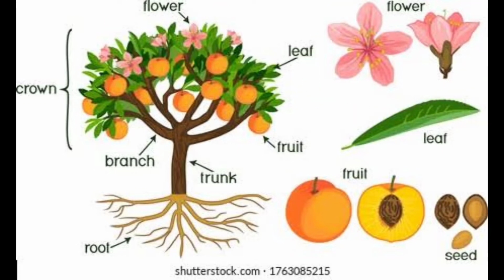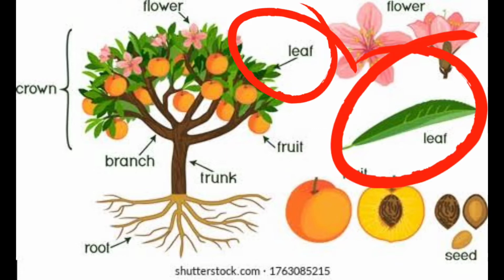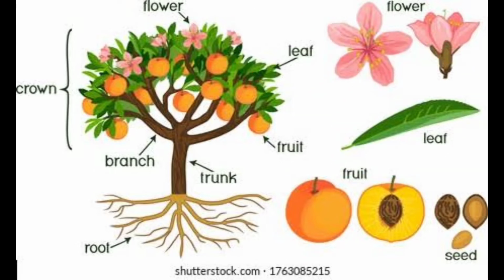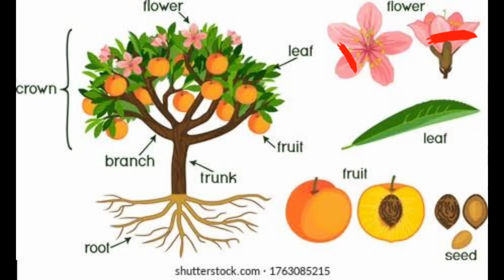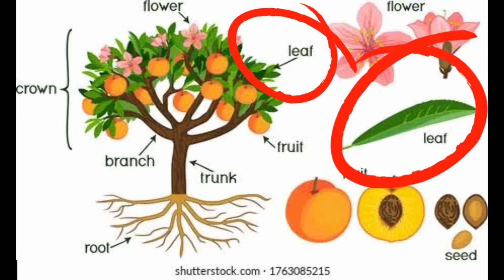The next part is the leaf, daun. The leaf are usually on top of the tree, and the color is green or brown when it is dead or old. Bagian yang kedua adalah daun. Daun juga biasanya terletak di bagian atas dari pohon. Daun biasanya berwarna hijau atau berwarna coklat ketika daunnya sudah tua ataupun mati.